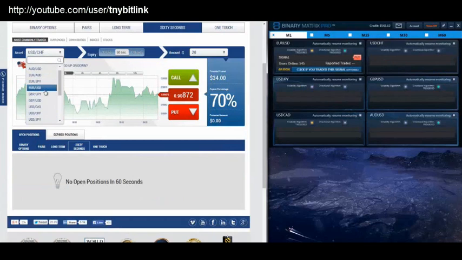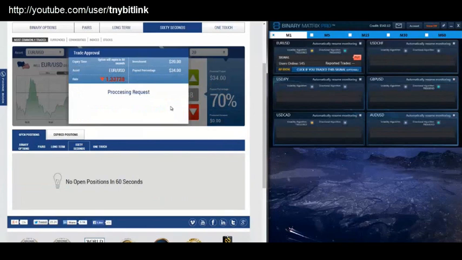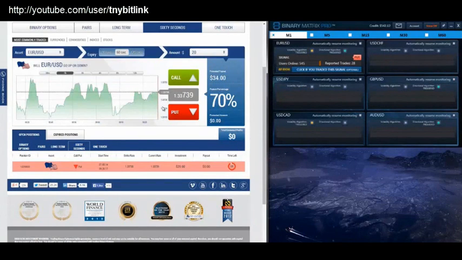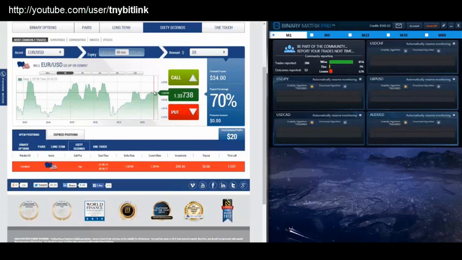Okay, a Euro USD, $20. This is a put. Here we go. All right, back to check our put option on Euro USD. Price, again, a lot of sideways movement. That's a loss.